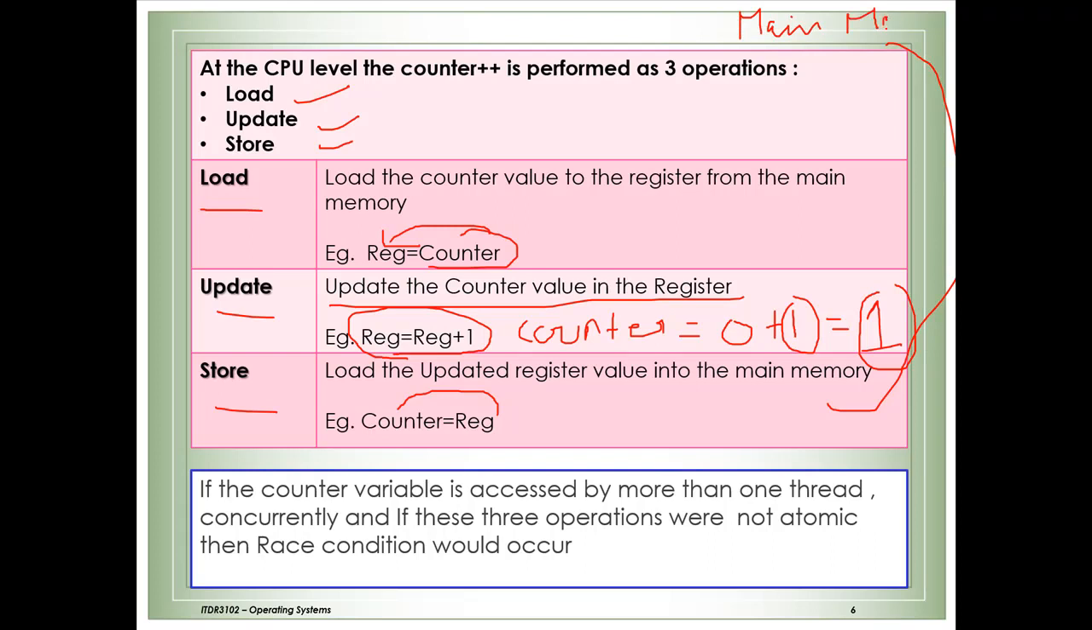Let's say this is the main memory. In the main memory, the counter is equal to 0 initially. So from there the load operation takes place. The load operation takes this value 0 and puts it in the register. In the register, the update is taking place. Now the store operation takes the updated value, that is 1, and puts it back in the memory. So 0 is removed, and the counter value becomes 1. So this is how things happen at the CPU level: load, update and store.